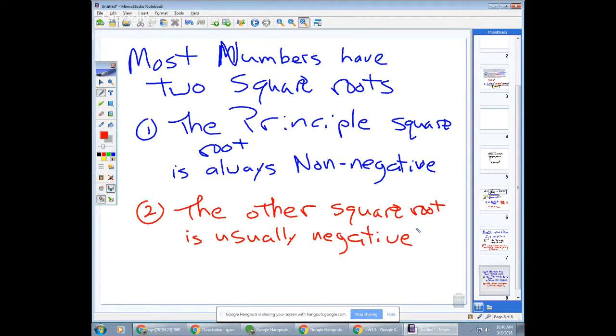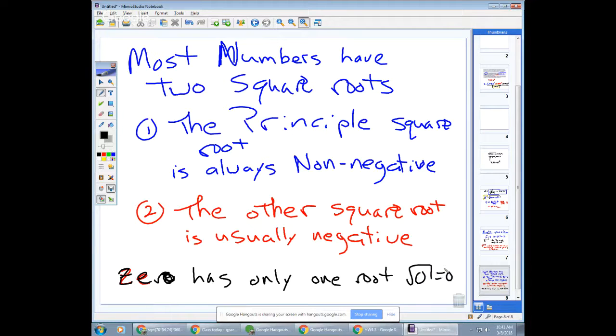Okay. So for example, 4 has square roots of 2 and negative 2. 9 has square roots of what? 3 and negative 3. Okay. Can you think of a number that doesn't have 2 square roots? Yeah, it's 0 and negative 0, but negative 0 is the same thing as 0. Yeah. So 0 is the exception. So 0 has only one root. Right, and that's itself. Square root of 0 is 0.